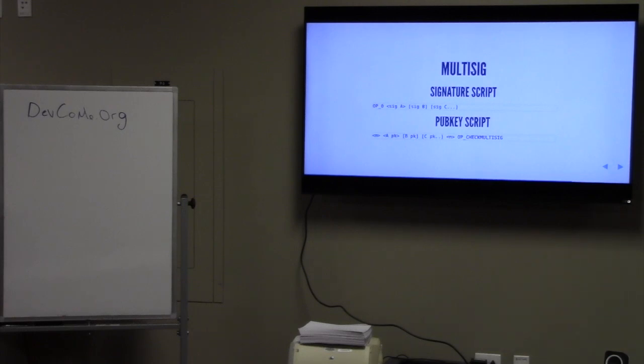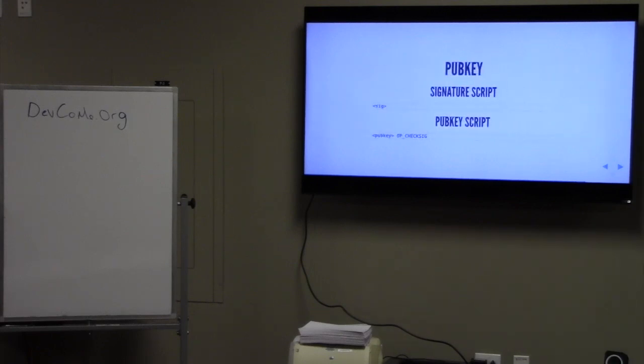Multi-signature scripts are basically their own operation. They're a special thing that says if X out of Y signers have signed the transaction correctly, then the transaction is valid. Then the output can be spent. Escrow accounts is a big example.